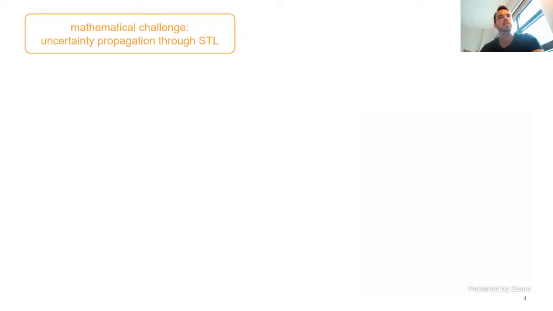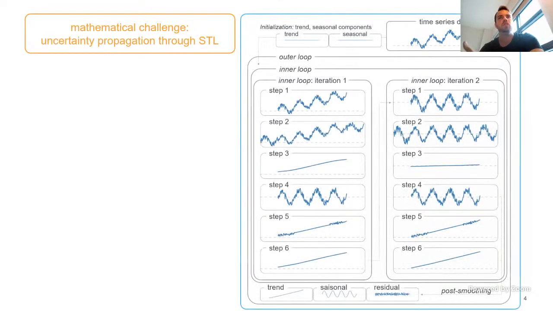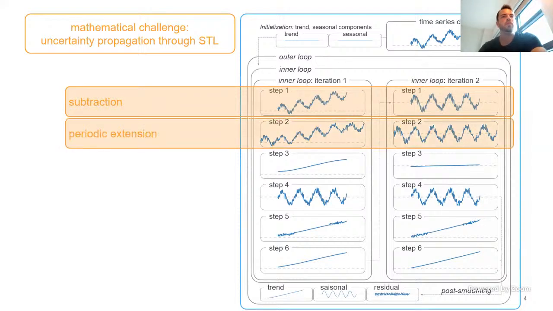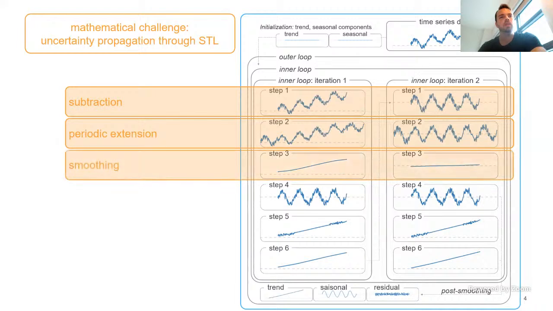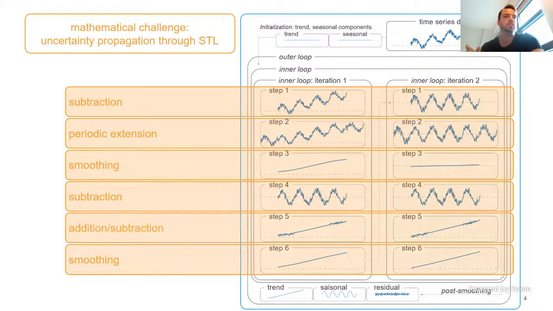So now let's tackle the mathematical challenge, the uncertainty propagation through the pipeline of STL. As we have seen before, this is the visual overview of the steps STL does. And now we want to go through each step and explain that each step is indeed a linear procedure. In step 1, there is some subtraction going on. In step 2, we have simply a periodic extension, which is also linear. Then we have a smoothing in step 3, that's also linear. The next steps cover subtraction, addition and subtraction, and finally in step 6, there's also a smoothing.